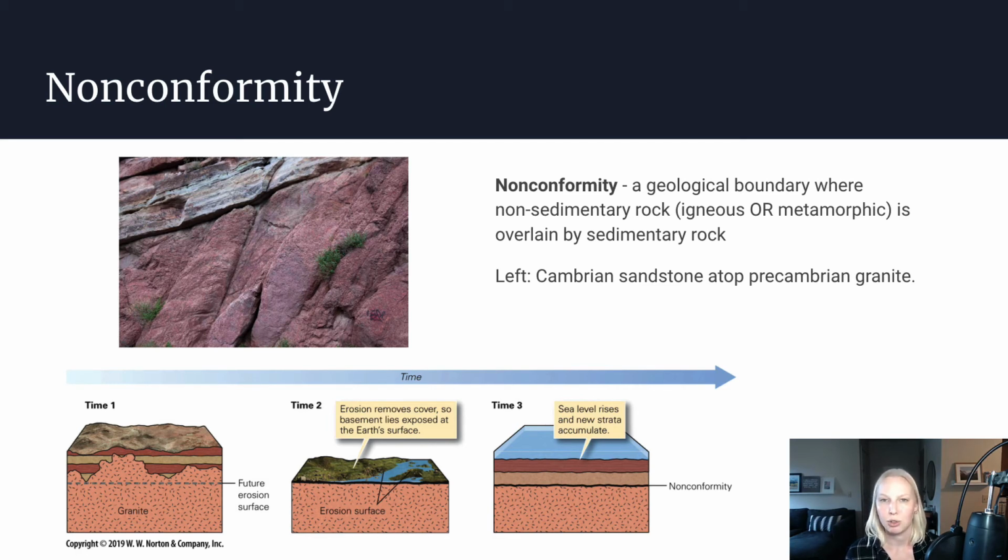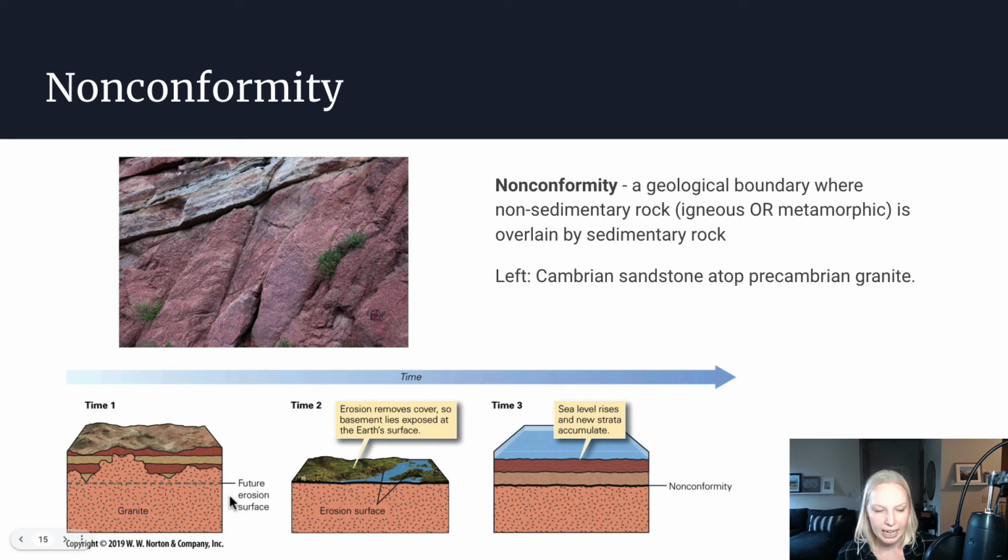overlain by sedimentary rock. And the reason why this represents erosion or non-deposition is because in order to have an igneous or metamorphic rock in contact with a sedimentary rock that has not been metamorphosed, has not been baked, has not been affected by the heat of that igneous or metamorphic rock, there has to have been erosion for that contact to exist. So this is, again, an illustration of how these develop over time, how the nonconformity develops.